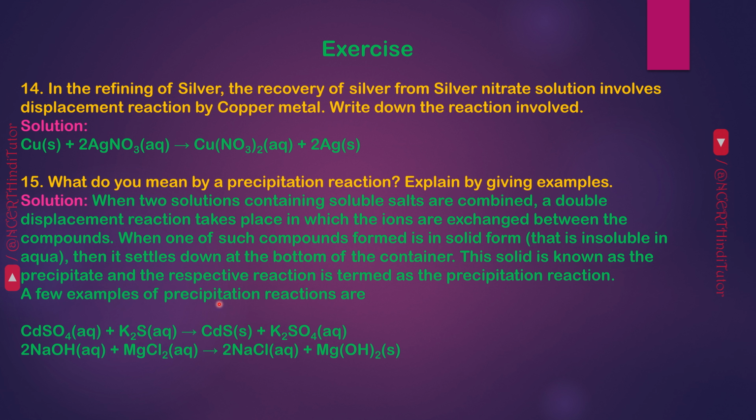A few examples of precipitation reactions are CdSO4 aqueous plus K2S aqueous gives CdS solid plus K2SO4 aqueous. 2NaOH aqueous plus MgCl2 aqueous gives 2NaCl aqueous plus Mg(OH)2 solid.